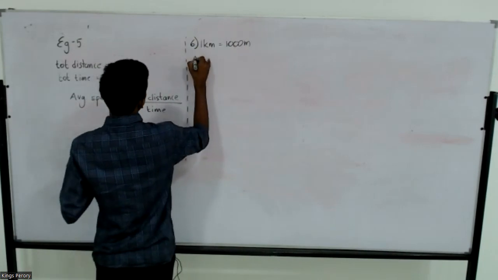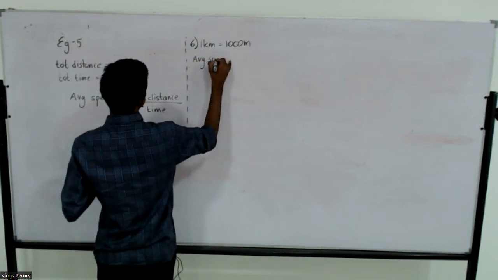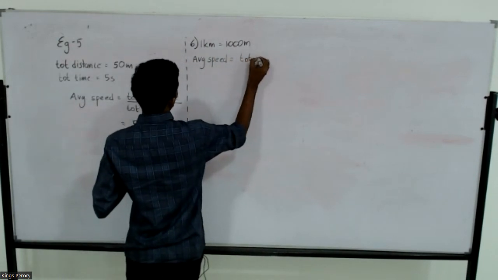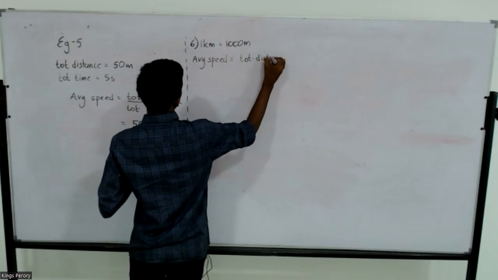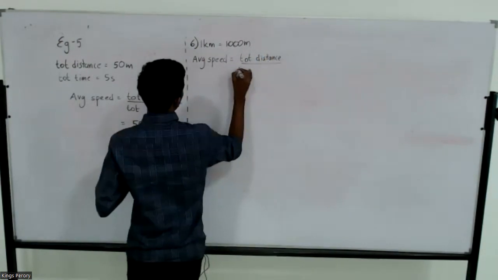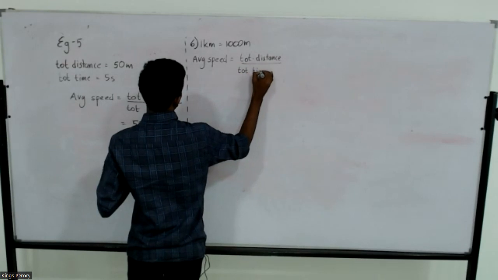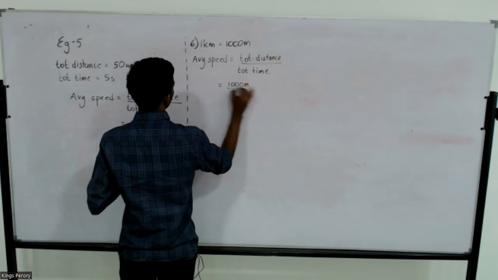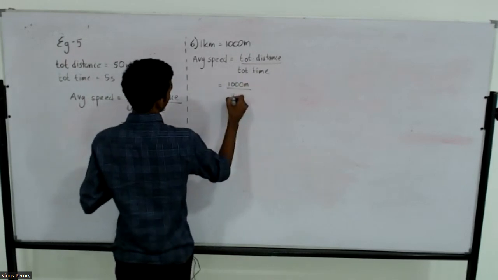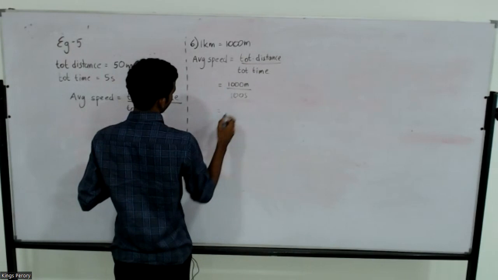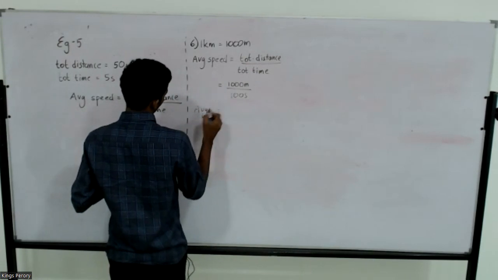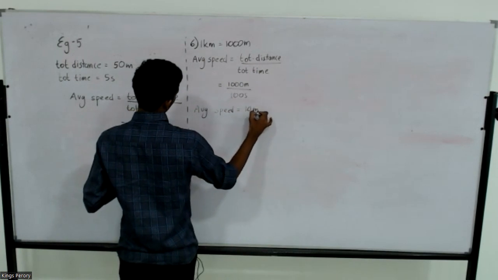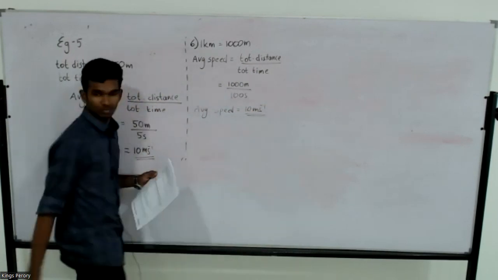Average speed equals, you need to write the equation and start. Total distance divided by total time. What is the total distance? 1000 meters. What's the total time? 100 seconds. So what is the average speed? 10 ms to the power minus 1. Clear? Got it?